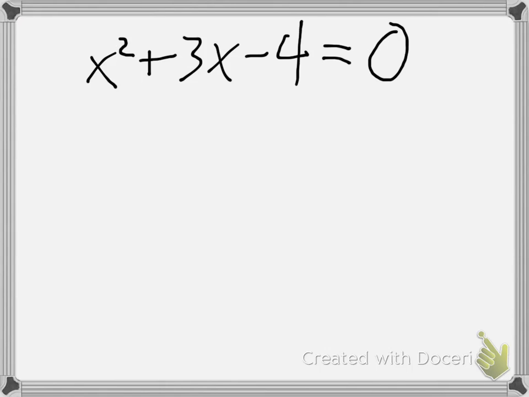So there's a number of different ways to do it. There's factoring, there's completing the square, etc. But what I'm going to do is I'm going to use the quadratic formula. X equals negative b plus or minus the square root of b squared minus 4ac all over 2a.